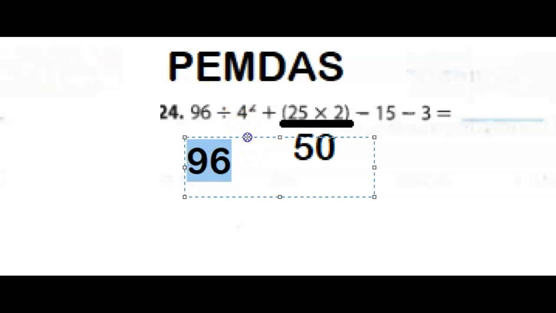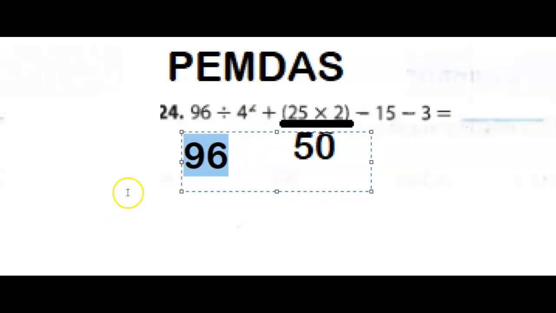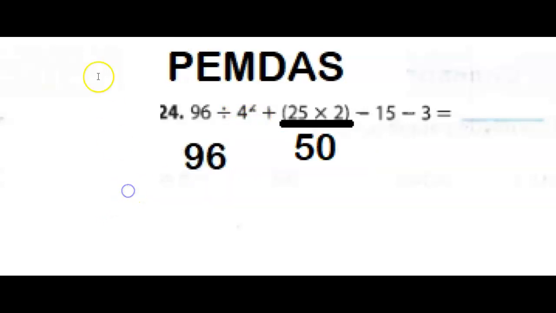All right, so we got 96 divided by 4 to the 6th power, right? Let me see, 96. I'm going to have to draw my little divided by. Oh man, it's not pretty. All right, 4 to the 6th power. And what was the sign here? It was plus 50 minus 15 minus 3. And isn't it so tempting to just do 50 minus 3? Oh, it's easy. But that's not how it works out, guys. We have to do it in order still.